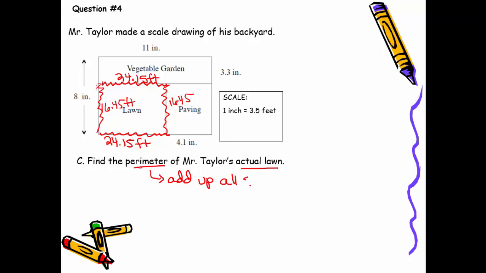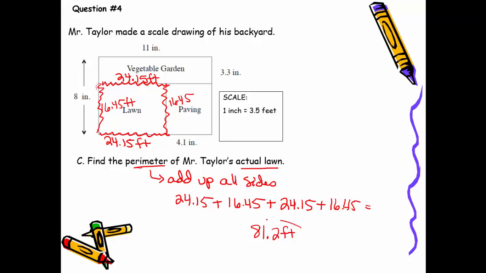So what we're going to do is just take 24.15 plus 16.45 plus 24.15 plus 16.45. We're going to find out that that's 81.2 feet. Use a calculator or go ahead and work longhand. All I did was go around the lawn, adding up all of the feet, and I got 81.2 feet for the perimeter.